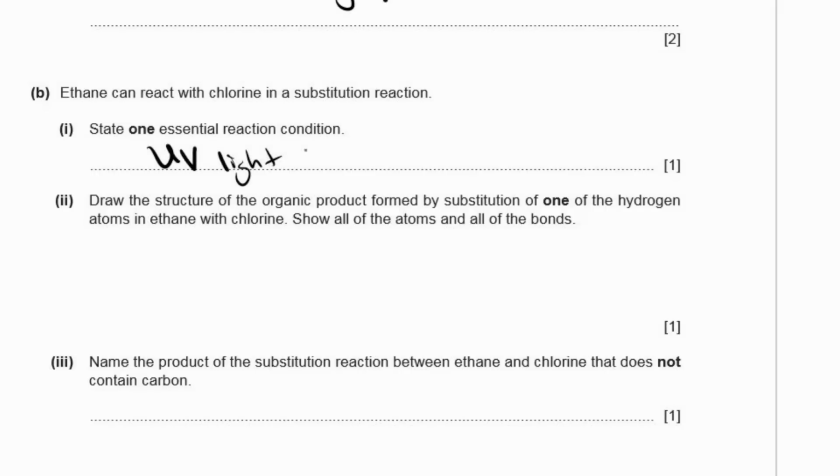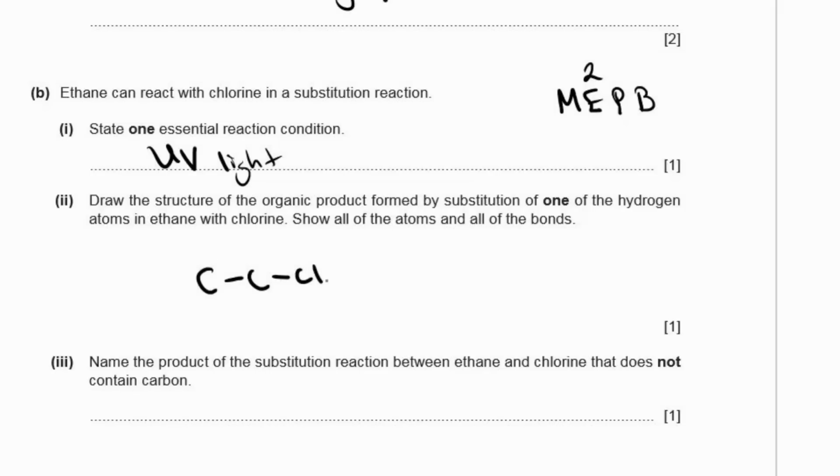2. Draw the structure of the organic product formed by substitution of one of the hydrogen atoms in ethane with chlorine. Show all of the atoms and all of the bonds. Okay, so we're looking for ethane. So I always say monkeys eat peeled bananas. Monkeys eat peeled bananas. Ethane has 2 carbons. Okay, so we have C, C. Okay, it says one of the hydrogens was replaced with chlorine.